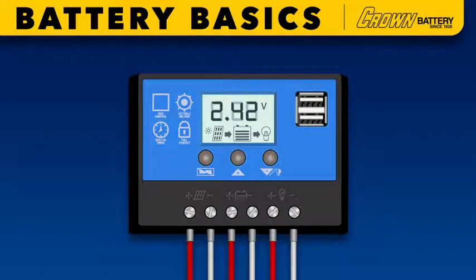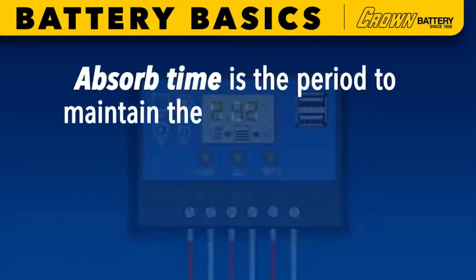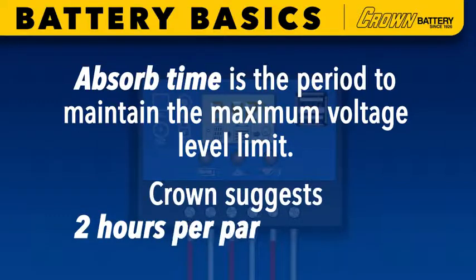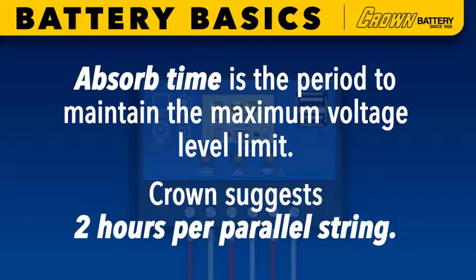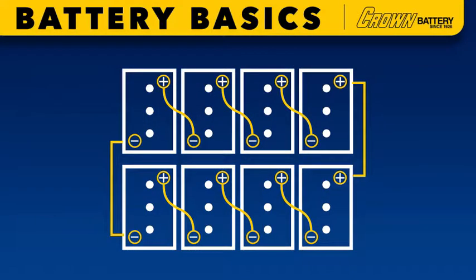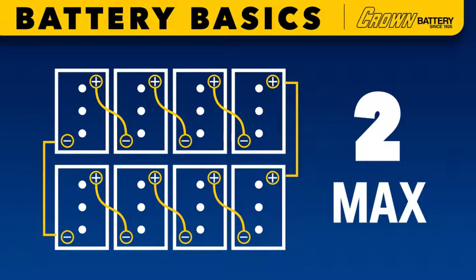Next, you will need to enter the timer set points for absorb and equalization. Absorb time is the period to maintain the maximum voltage level limit. Crown suggests 2 hours per parallel string. It's important to note that there should be no more than 2 total parallel strings in your battery bank. So, a battery bank that would require more than 2 parallel strings should be designed with a higher capacity battery to reduce the number of strings to 2 max.